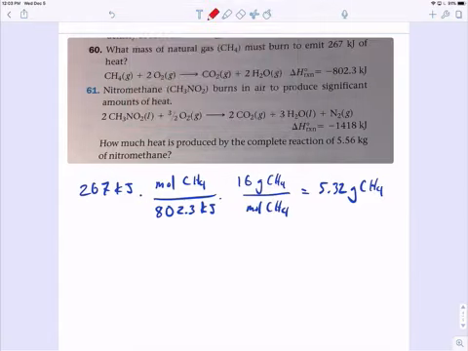All right, why don't you try 61 then? Use grams instead of kilograms. And nitromethane, so 12 plus 14 plus 32 plus 3. So what is that? That's 26, 58, 61 grams per mole.